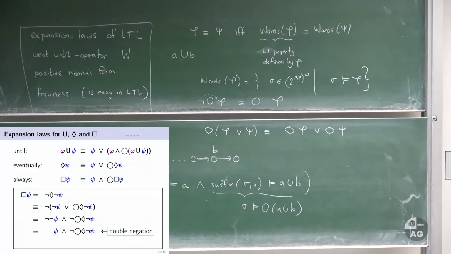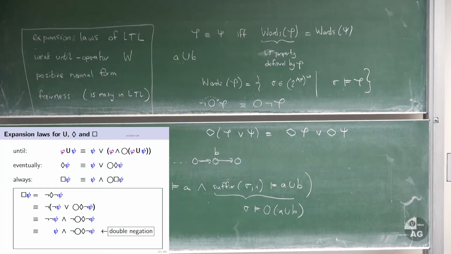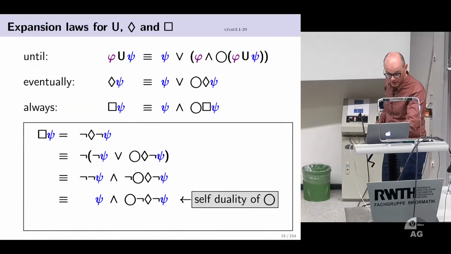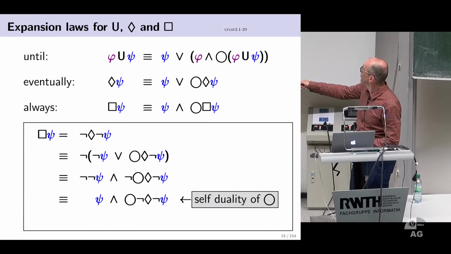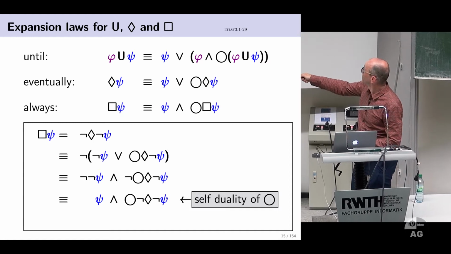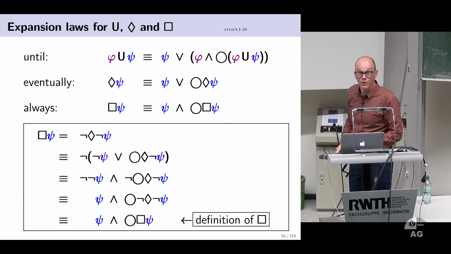So if we do this, then exactly we get psi and, well, I did not push the negation yet. I do that now, so now you push the negation in, and now you see this is exactly the formula that we started with here on this side. So we can replace this part by box, and therefore you get this formula.